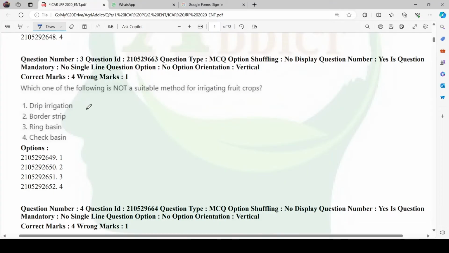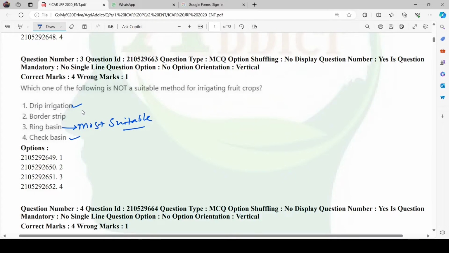So question number 3 is, which one of the following is not a suitable method for irrigating fruit crops? This question is from irrigation of general agriculture, that is the agronomy part. So look, ring basin is the most suitable method for irrigating fruit crops. And check basin is also used for fruit crops, and you all know that drip irrigation is mainly used where water scarcity is severe or water is very scarce; there you can use the drip irrigation method for giving irrigation to several fruit crops.